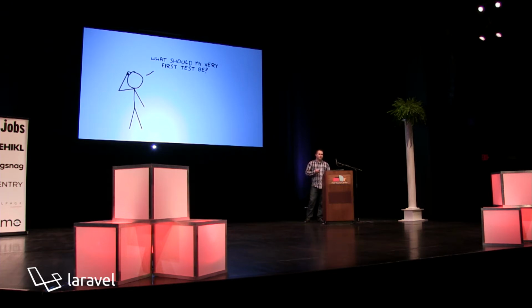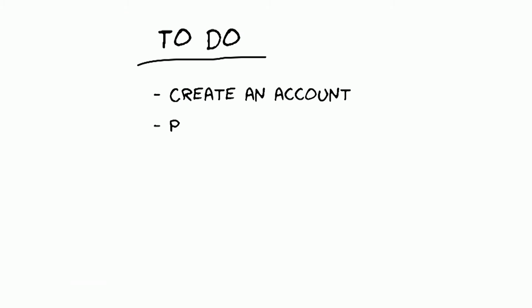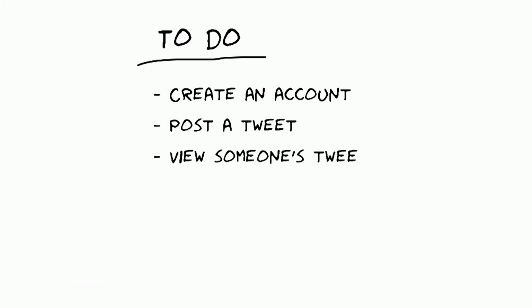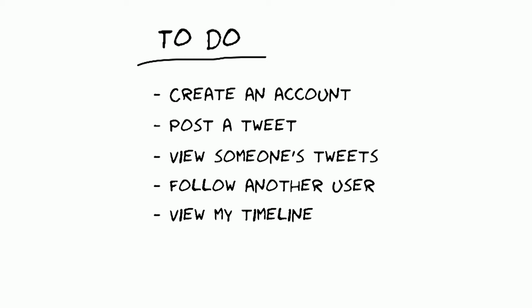So when you're trying to figure out what your very first test should be, you have to think about what features this application is going to have. So what are a couple things that you might be able to do in Tweeter? Well, create an account. That's something that you're probably going to have to do. Post a tweet. View someone else's tweets, like go to someone's profile page and see what they've been talking about. Follow another user so their tweets show up in your timeline. Or view your timeline and see the tweets that the people you are following have been tweeting.